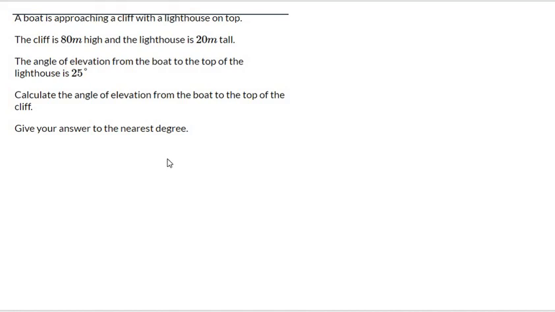We're going to do the last two questions of the challenge questions on SOHCAHTOA from last week. So this one, we have a boat approaching a cliff with a lighthouse on top. Let's just get what's going on. So let's have some sea, and then we have a cliff.